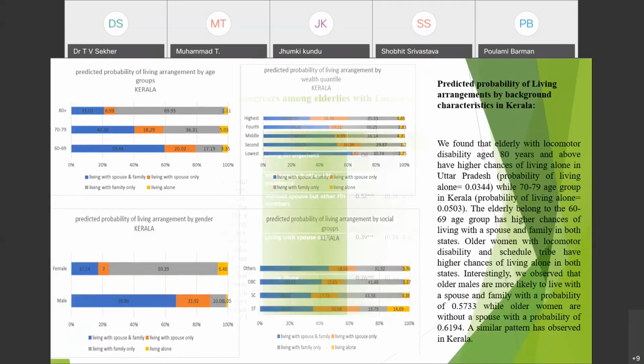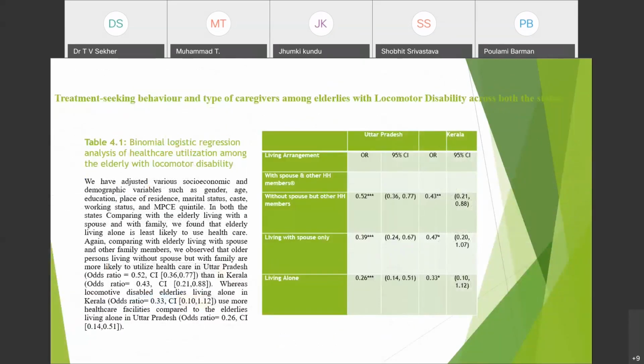Now coming to the treatment-seeking behavior and the type of caregivers among the elderly across both the states, here is the table for binomial logistic regression analysis of healthcare utilization by living arrangement across both the states. After adjusting for other variables, we can see elderly living alone are the least likely to use healthcare facilities, but elderly in Kerala use more healthcare facilities compared to the elderly living alone in UP. Elderly who reside with their family members are more likely to use healthcare facilities in UP, while the same we can see for the elderly living specifically with their spouse in Kerala.